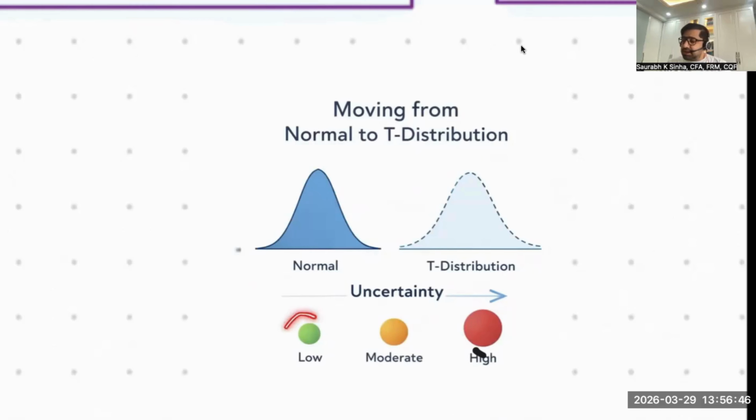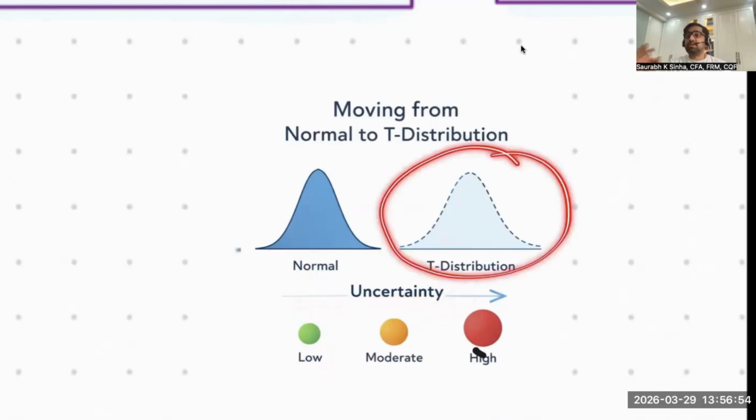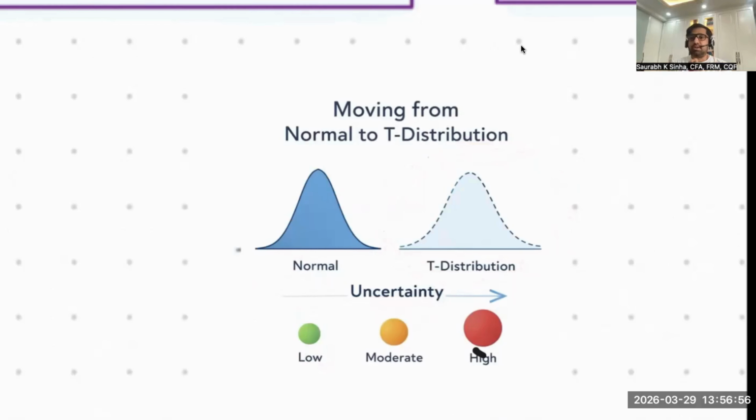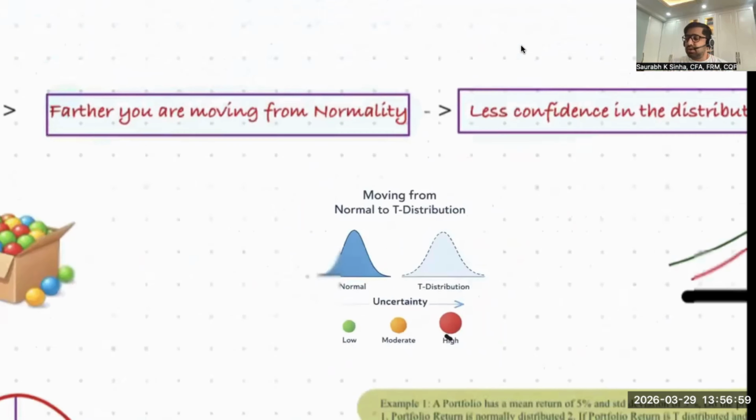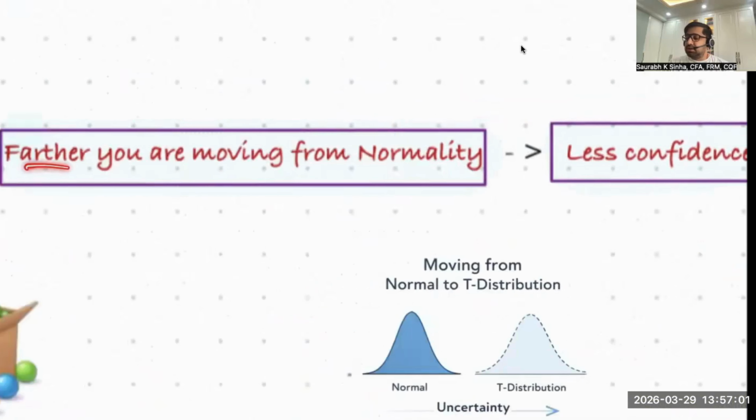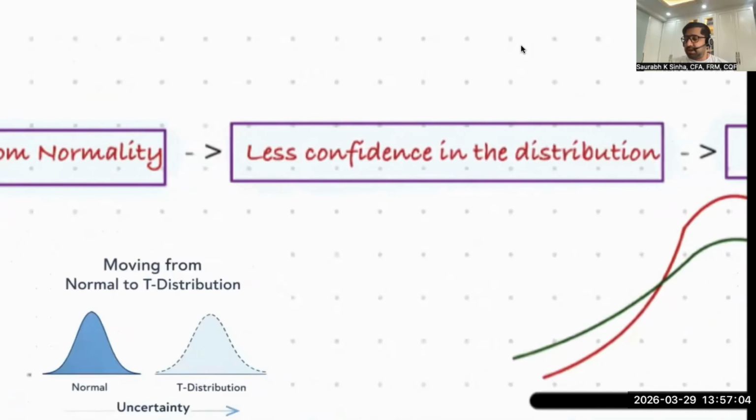If the uncertainty is low, okay, perfect, use normal distribution. But if the uncertainty is increasing, you have to go to a distribution which does look like normal distribution, but it is not normal distribution, and that is a t distribution. So you have to move farther from the normal distribution, from the normality.